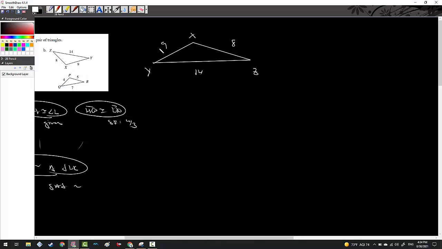It looks like we have 9 to 4. We've got 8 to 5. And we've got 14 to 7. I don't think these scale factors are the same, so we can say then that triangle PQR is not similar to triangle XYZ. Okay, let me pause real quick and get the next problem up here.